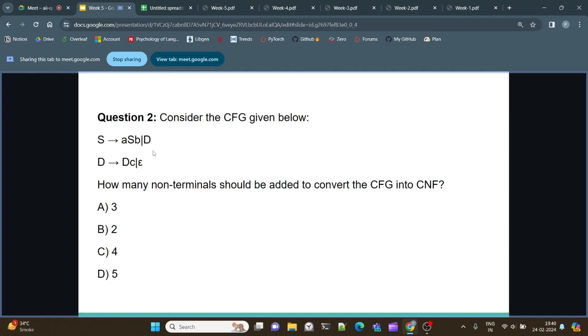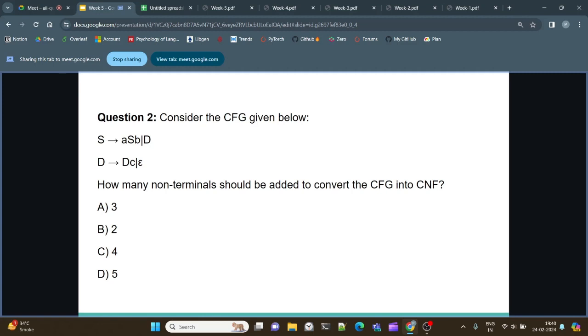In Chomsky normal form, we know what the criteria is. A non-terminal could be expanded either as a single terminal on this side, or there should be exactly two non-terminals. So we see a discrepancy over here. That is why we need to modify the production rules in such a way that we get the Chomsky normal form.